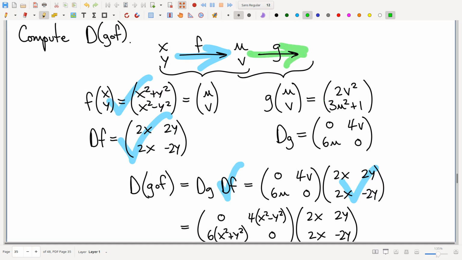G being second, there's its derivative matrix. Going as it does second, it's the left matrix in the product. And again, it's just a matter of multiplying it out. And the notation has kept track for me of what to plug into where.